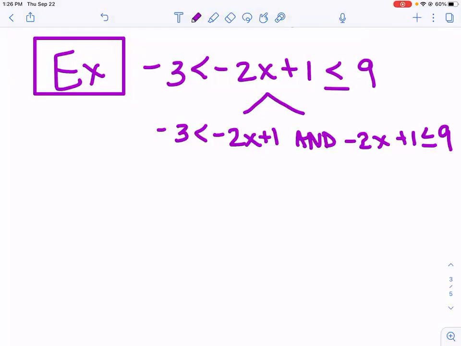Anna, what's the first thing that we need to do if we're going to solve this guy right here? Okay, let's subtract 1. Okay, Ines, talk me through what to do next.